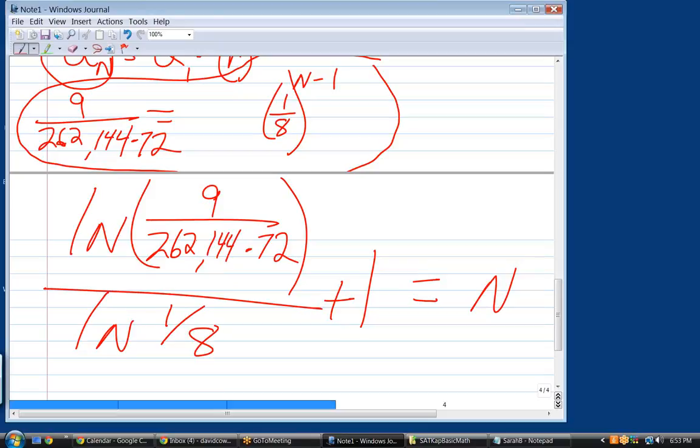Because they gave it to us in a simple format where you could figure out what n was, and we were able to figure out that it was 8. I went back and made it harder just so you'd know how to do a hard one if you got one.